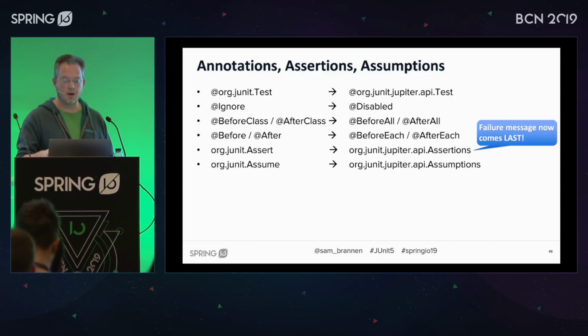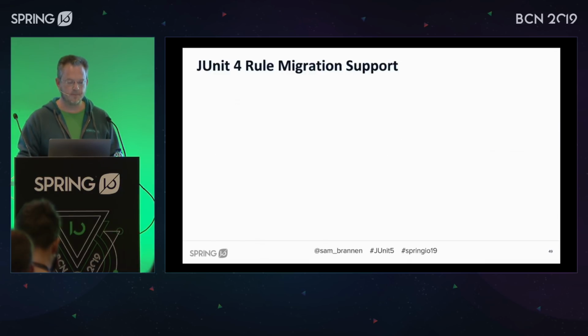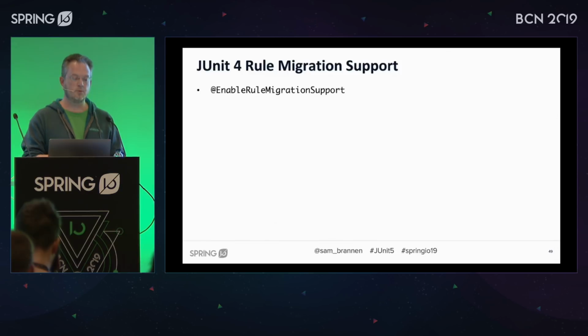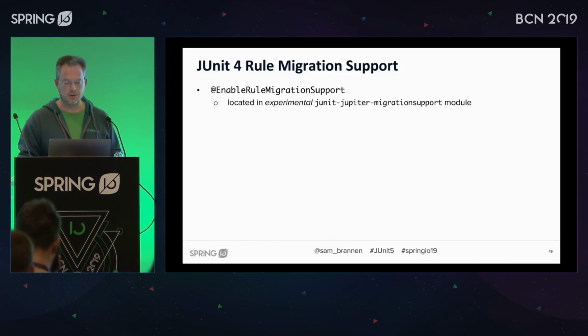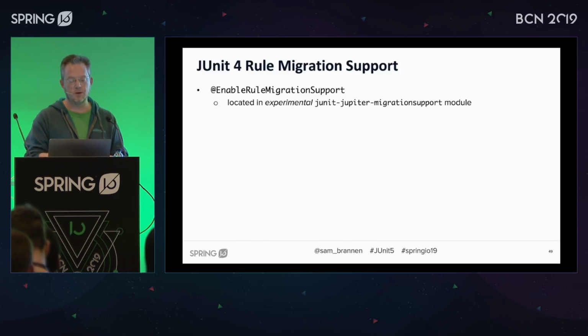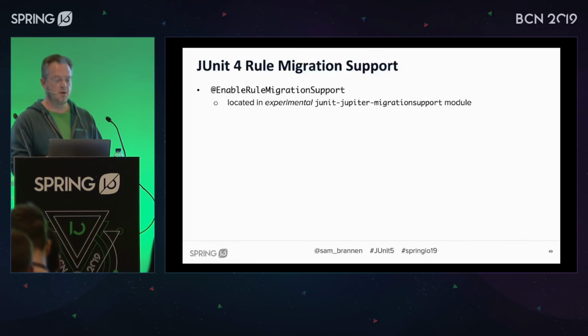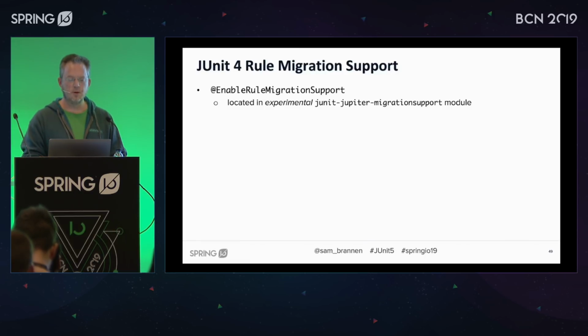And the thing to keep in mind here is that this failure message comes last when you're migrating. So if you had a string, then you might have to make sure you get that right as the arguments. So we do have some support for migrating JUnit 4 rules. There's an @EnableRuleMigrationSupport. This is in a particular project that you have to include, JUnit Jupiter migration support. It's optional, experimental. It's probably not going to change, but it's more of an optional feature.